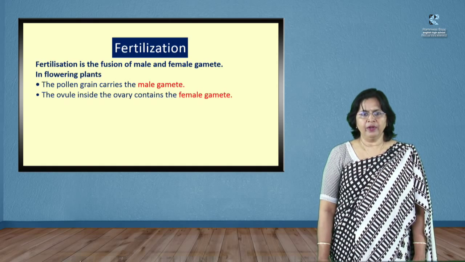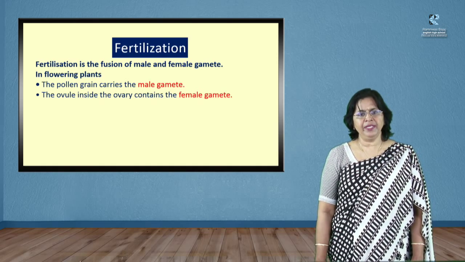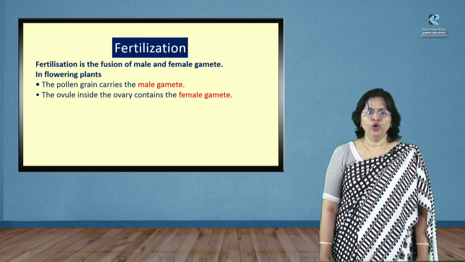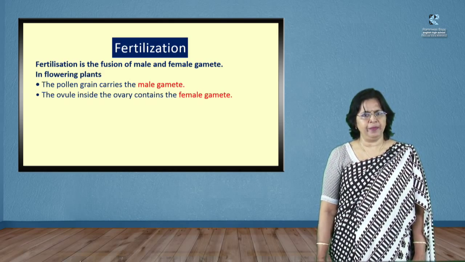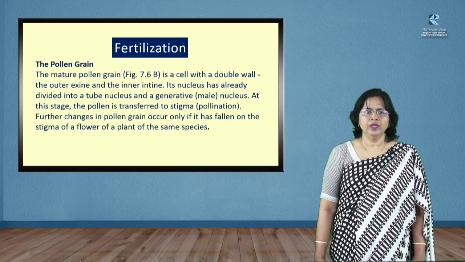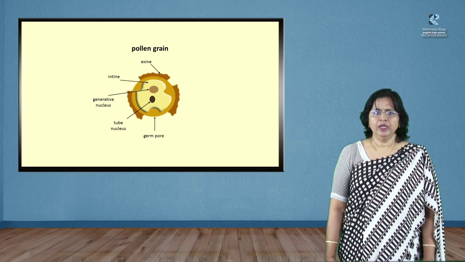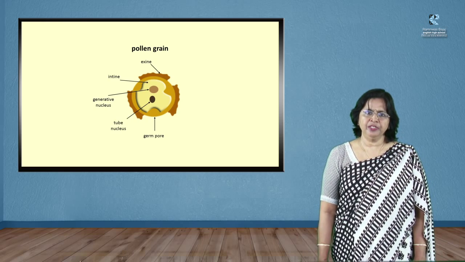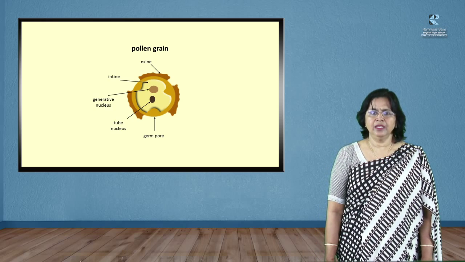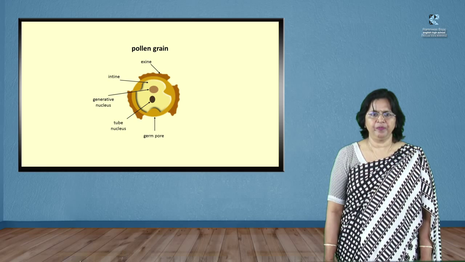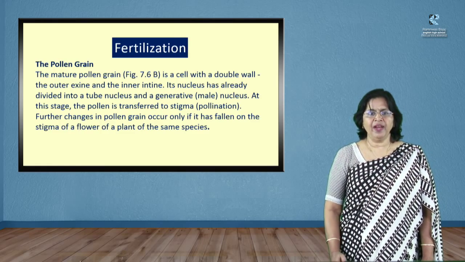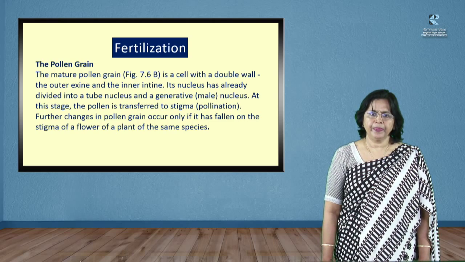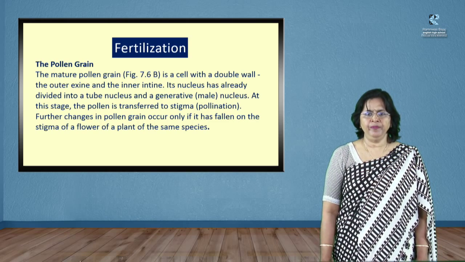The pollen grain carries the male gamete. The ovule inside the ovary contains the female gamete. The pollen grain is a double walled structure containing a nucleus and cytoplasm. Its nucleus divides into two. There is a tube nucleus, which is the larger one, and there is a generative nucleus behind.